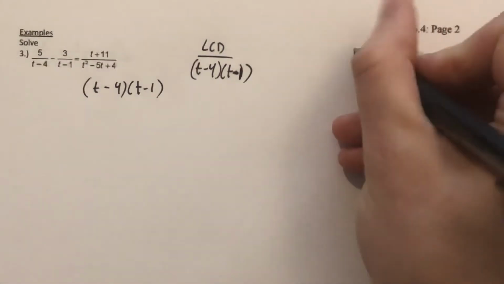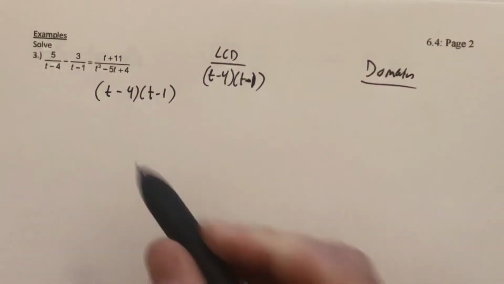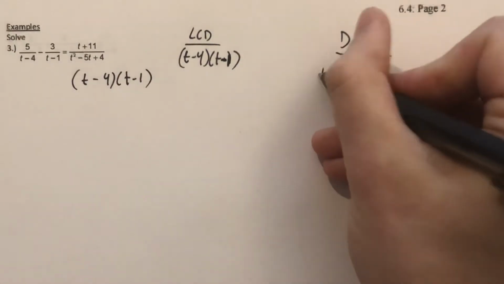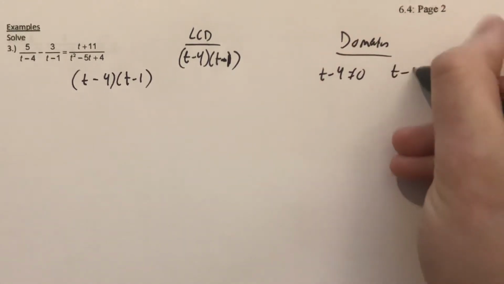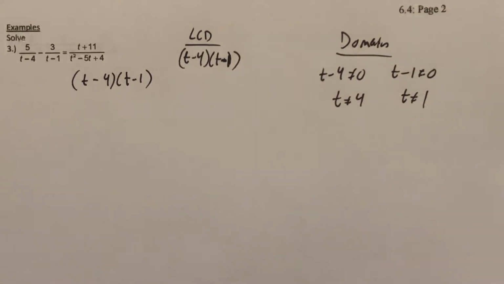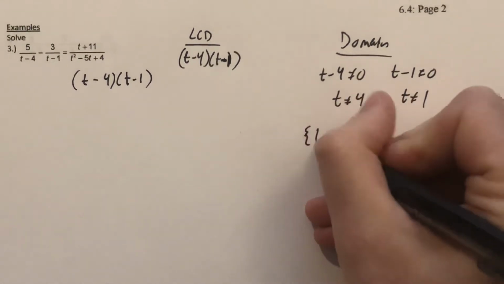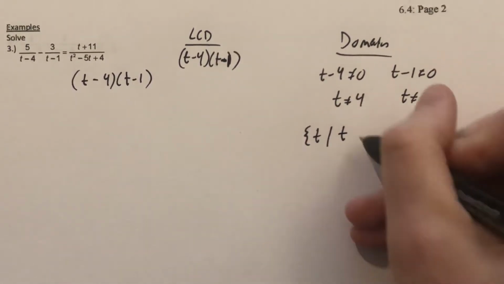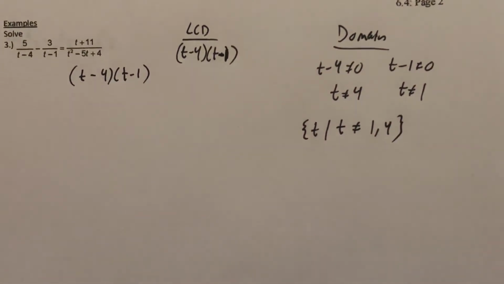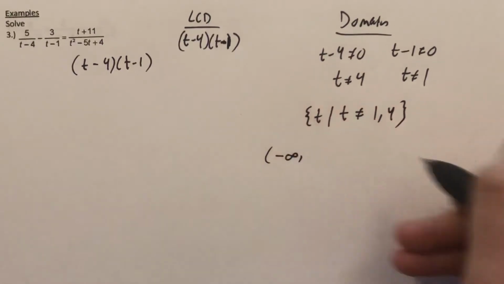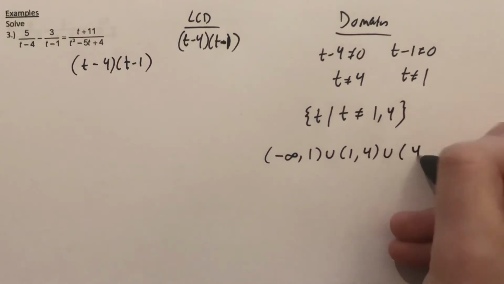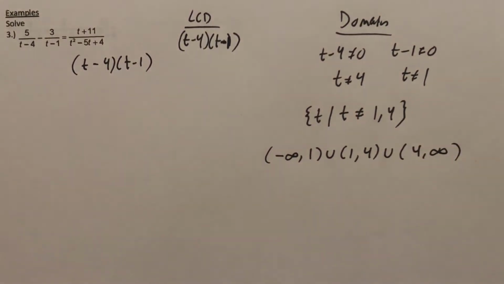Also notice if we come over here and ask about the domain, we've got that factor there and that factor there, and those are the only issues, it looks like. So t minus 4 can't be 0, t minus 1 can't be 0, so it can't be a 4 or a 1. So again, in set builder notation, we would say t can't equal 1 or 4. Interval notation, a little trickier because we got to say up to 1, hop over 1, but then get to 4, hop over 4, and go off to infinity.